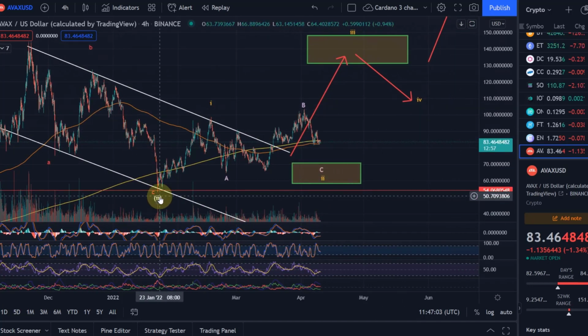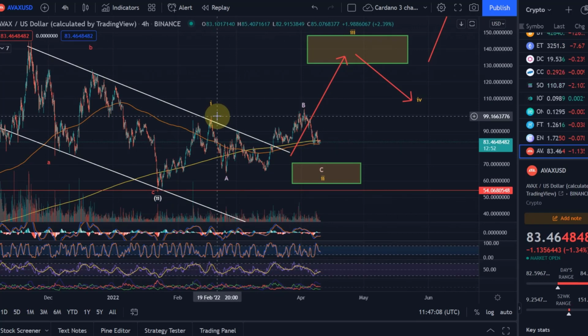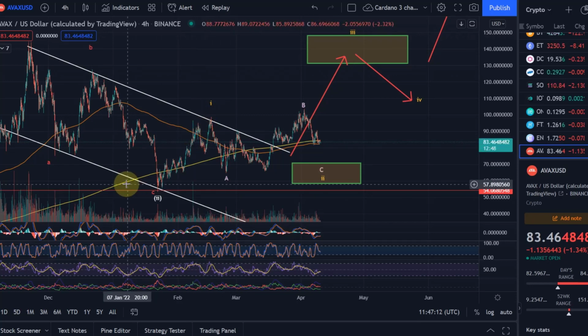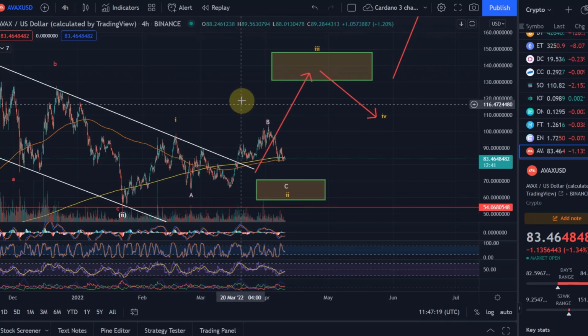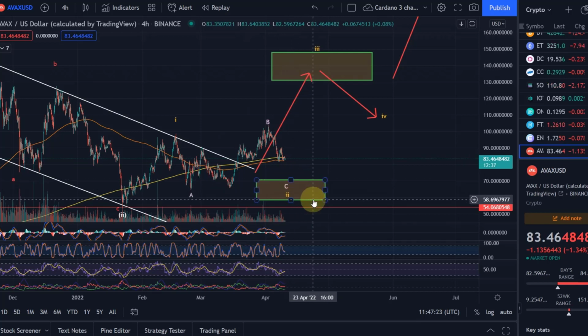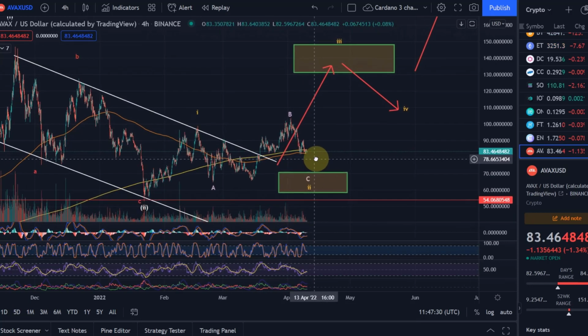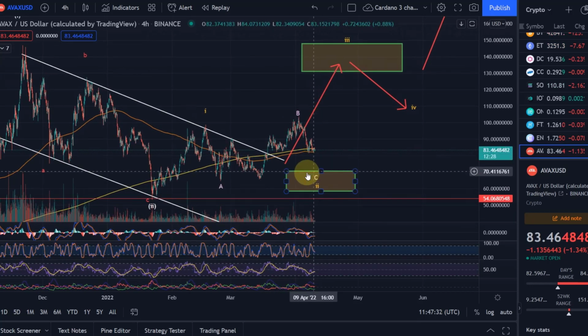Now, currently we've completed within this larger wave 3, which again consists of 5 waves, as per the Elliott wave method. It's an impulsive wave and therefore consists of at least 5 waves, typically 5. But the third wave is usually the most bullish one. So finding an entry here, between the area of $58 and $70, would be attractive. Currently the price is heading in that direction.